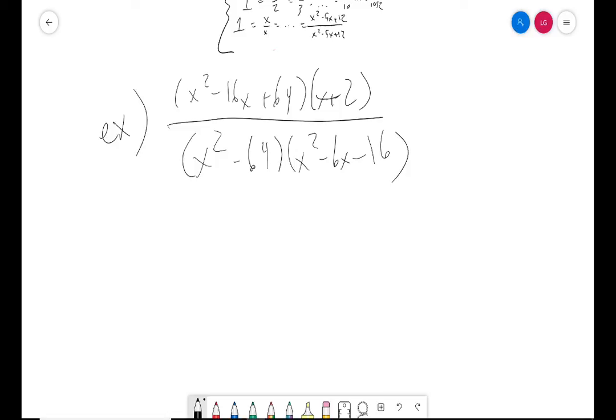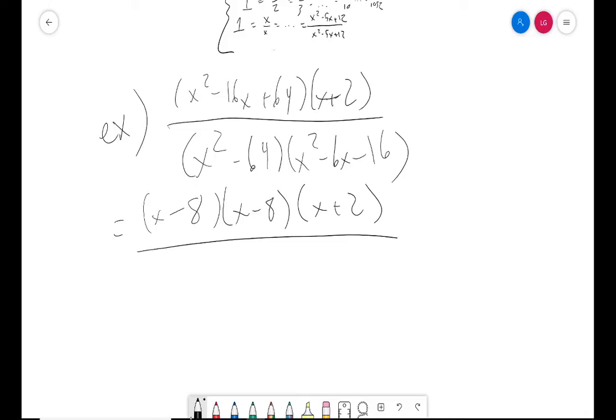Okay, it looks like there's going to be some things that make the bottom 0, so we will have to worry about that. Usually we see it at the same time as we start factoring. So I'm going to do a bunch of factoring here. So it looks like this top left polynomial, x squared minus 16x plus 64, that factors like this. X plus 2 looks like it's already factored. X squared minus 64 factors like this.